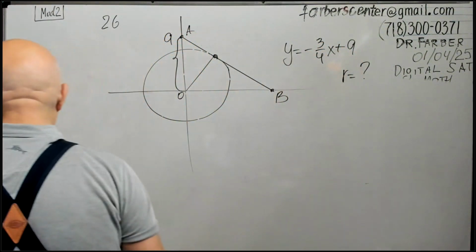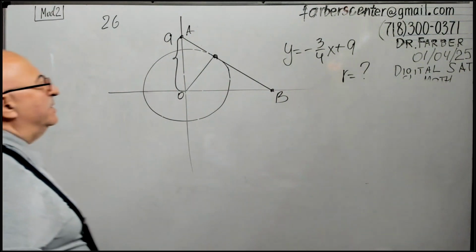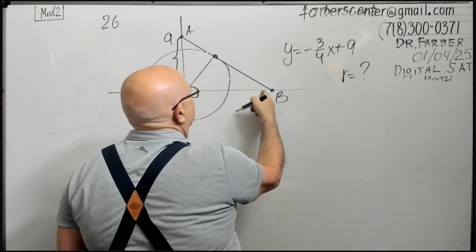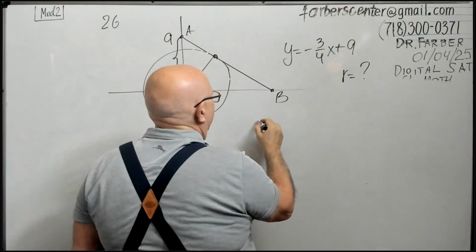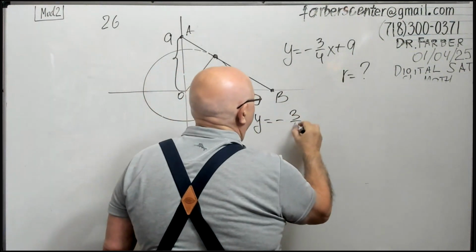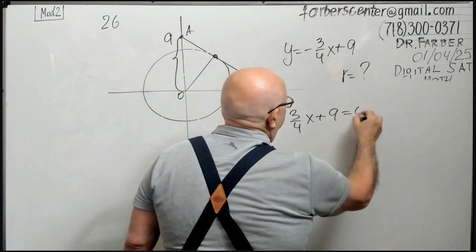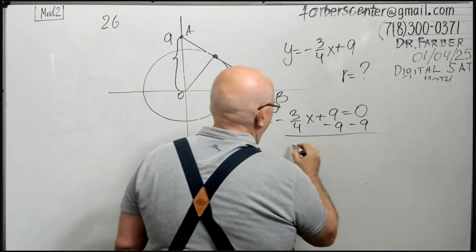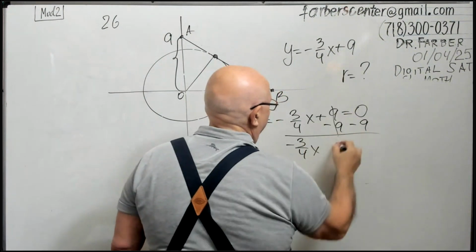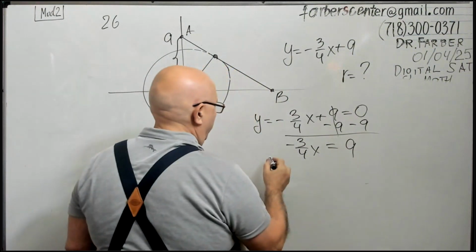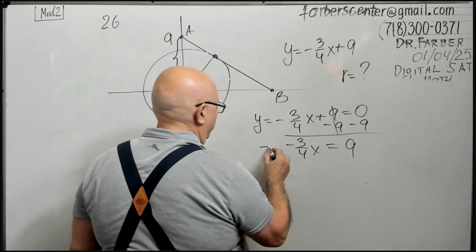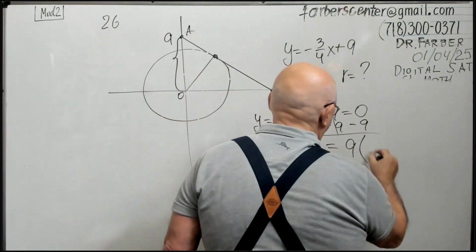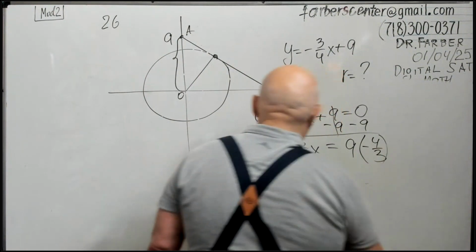Okay. Let me take this equation and find this. And where is this? How do we get this? When y equals 0, right? So y = -3/4 x + 9 = 0. Minus 9, minus 9. Negative 3/4 x equals 9. Multiply by negative 4/3, both parts. Reciprocal. Cancel, cancel.